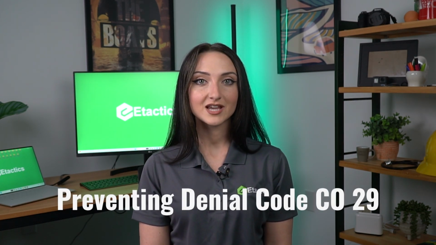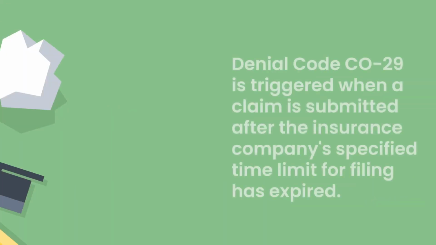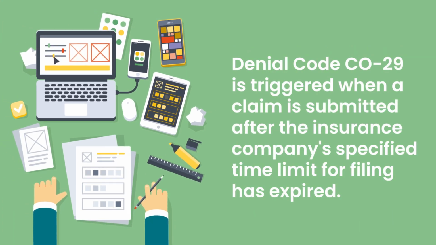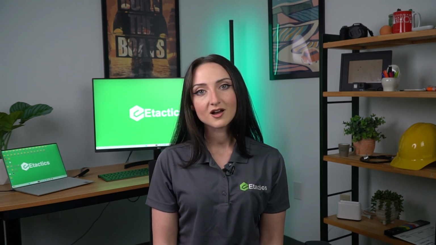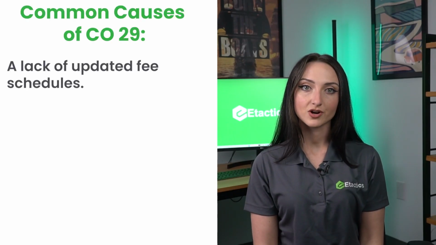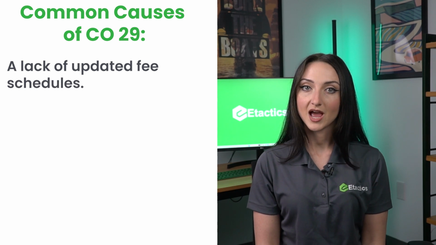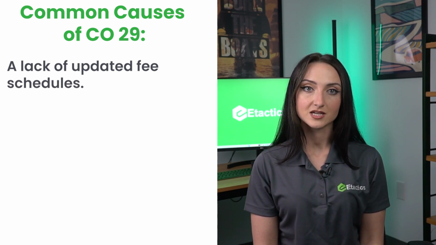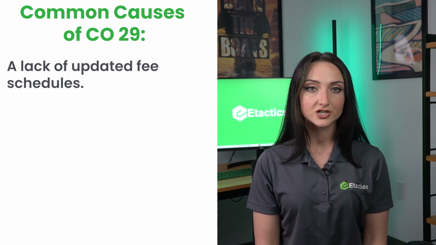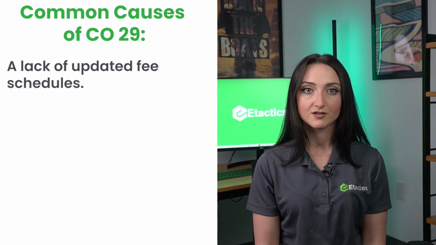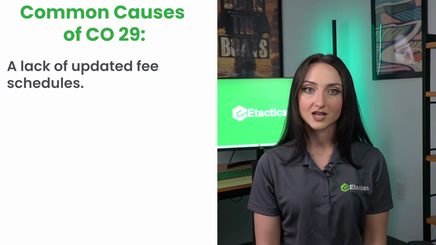Before we get started, I want to have a quick recap session. Now, denial code CO29 is triggered when a claim is submitted after an insurance company's specified time limit for filing. Apart from simply submitting your claim after this designated time frame, here are a few more common causes when it comes to CO29. A lack of updated fee schedules can warrant your practice receiving denial code CO29. Fee schedules are a complete listing used by Medicare to refer to the fees paid to providers and suppliers. Unfortunately, providers can sometimes forget to update their fee schedules, inadvertently leading to this kind of denial.